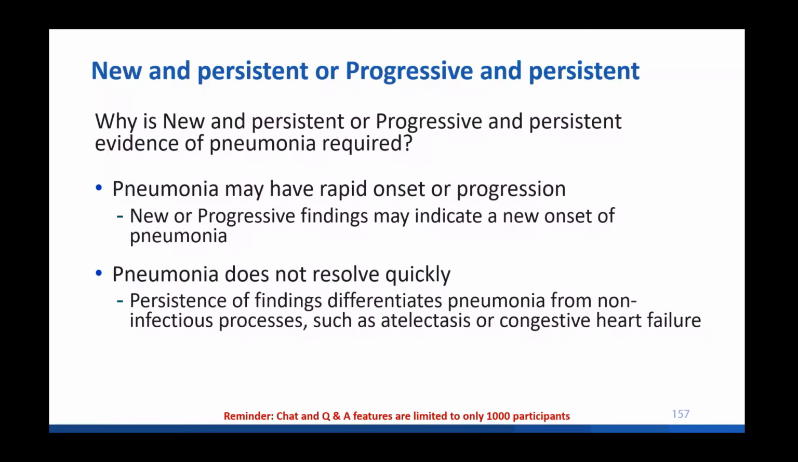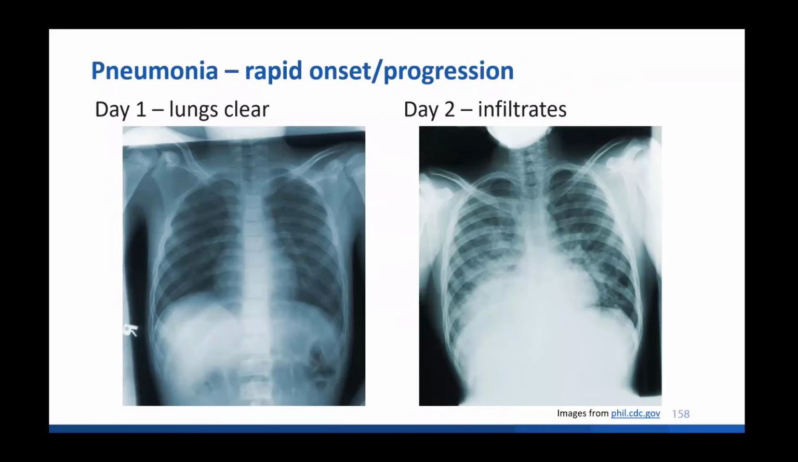The next part of the imaging element is a requirement for new and persistent or progressive and persistent imaging test evidence of pneumonia. Pneumonia may have rapid onset or progression, but it does not resolve quickly. Rapid imaging resolution suggests that the patient does not have pneumonia, but rather a non-infectious process, such as, for example, atelectasis or heart failure. So these imaging tests illustrate rapid onset of pneumonia. On day 1, the patient's lungs are clear, and the next day, the patient's lungs demonstrate evidence of pneumonia.